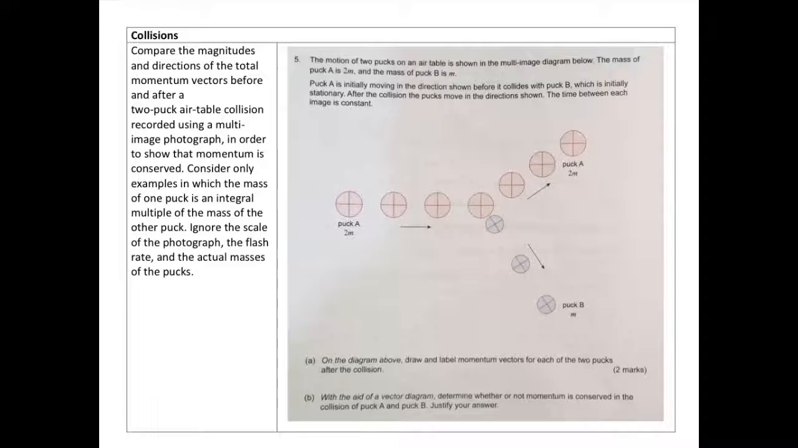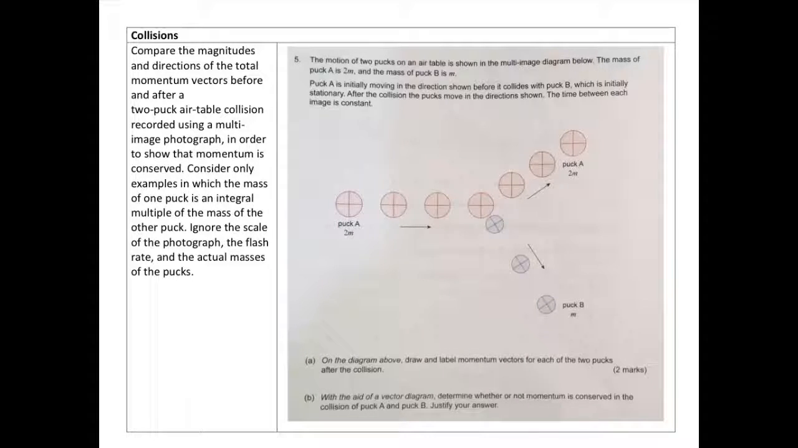So, first thing that we need to do is represent, just in terms of this question, the motion of the 2 pucks on an airtable is shown in the multiple image diagram below. The mass of puck A is 2m, the mass of puck B is m, so it's half puck A. Puck A is initially moving in the direction shown before it collides with puck B at this point, which is initially stationary. After the collision, the pucks move in the direction shown. The time between each image is constant.